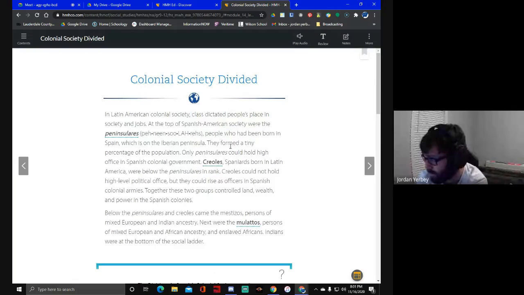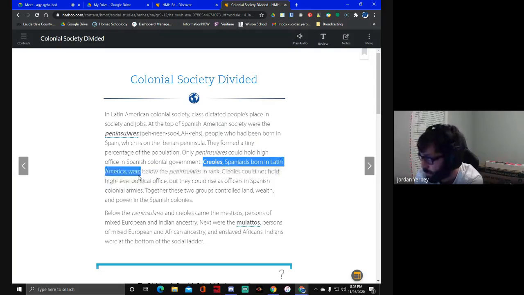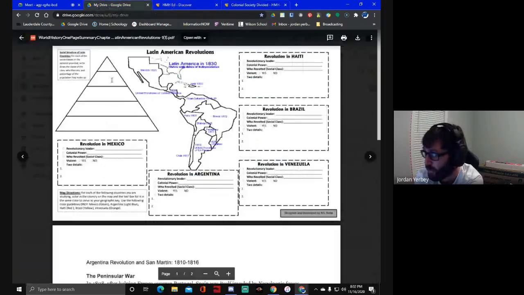If we keep reading, you can see that they formed a tiny percentage of the population, and only peninsulares could hold the best jobs. The next class is so similar to these that they dress like them, walk like them, talk like them, eat like them, have the same traditions, but they're treated differently, and they can't hold the same jobs that peninsulares have because they were born in Latin America. They were Spaniards or Europeans that were born in Latin America, and they were the Creoles. So you would put Creoles and put Spaniards or Europeans born in Latin America, and you would put that right here in the second box, second part of the pyramid. And then you would need to go back here and see the percentage.